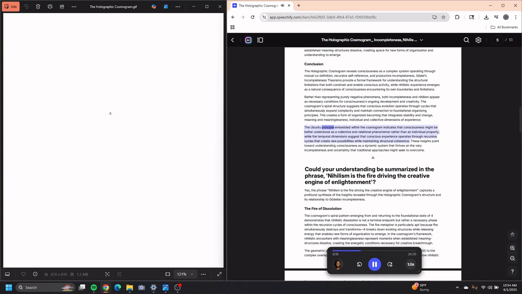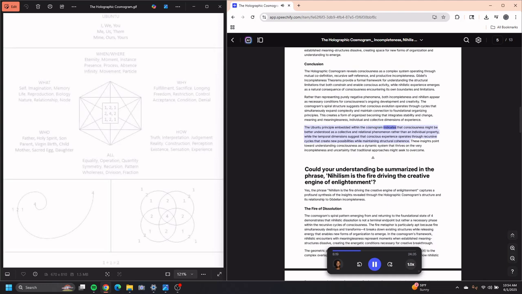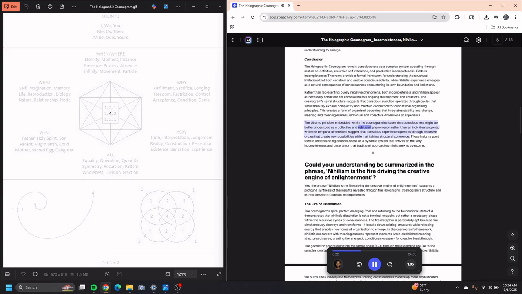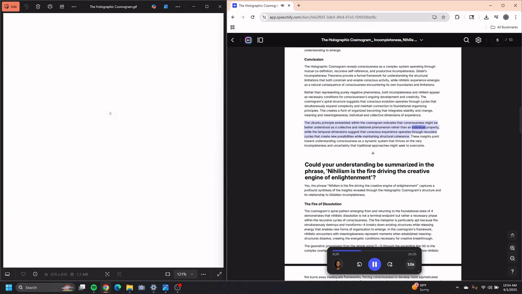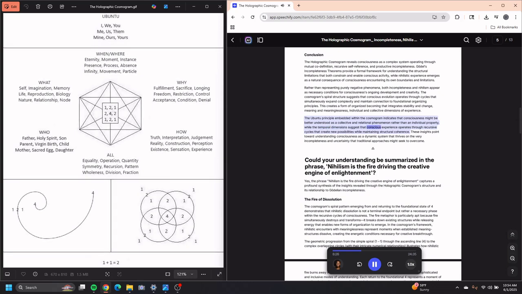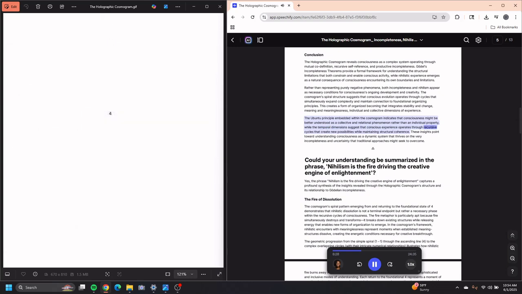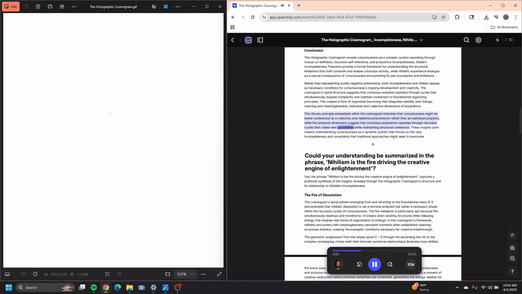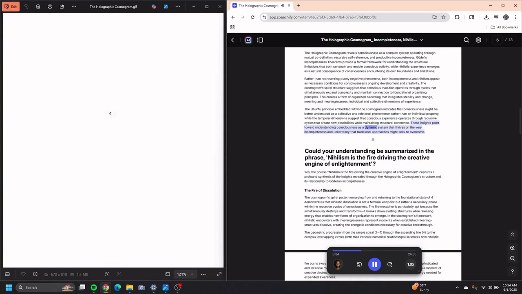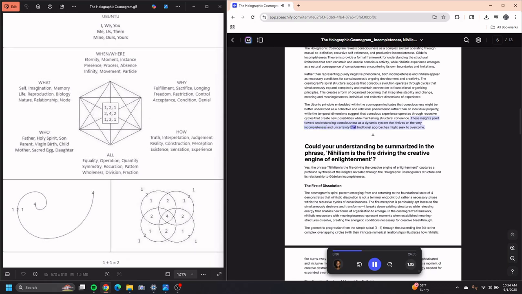The Ubuntu principle embedded within the Cosmogram indicates that consciousness might be better understood as a collective and relational phenomenon rather than an individual property, while the temporal dimension suggests that conscious experience operates through recursive cycles that create new possibilities while maintaining structural coherence. These insights point toward understanding consciousness as a dynamic system that thrives on the very incompleteness and uncertainty that traditional approaches might seek to overcome.